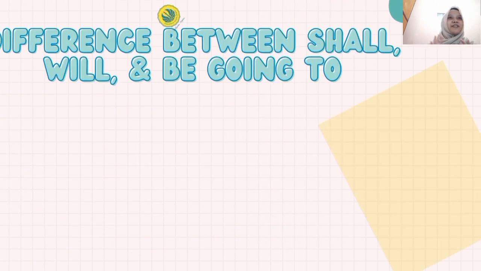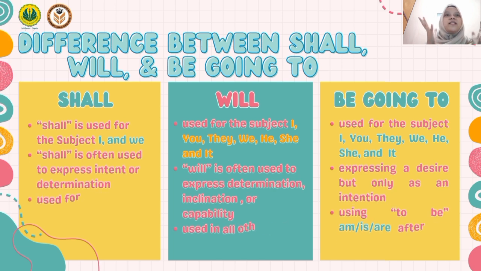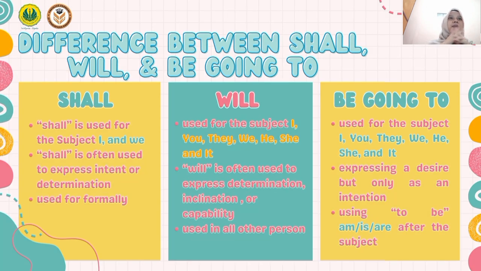Maybe you ask about the difference between shall, will, and be going to. Shall is used for the subjects I and we, and then will and be going to are used for all subjects: I, you, they, we, she, he, and it.